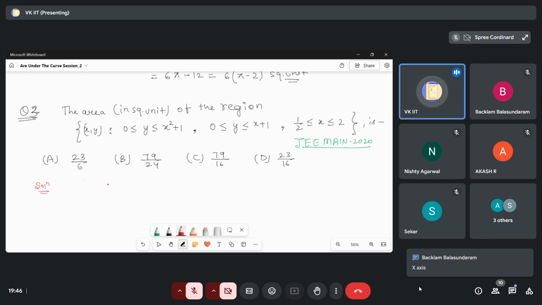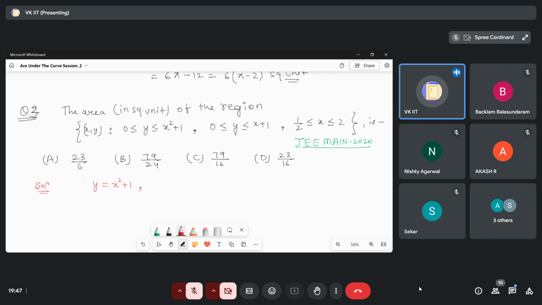The first curve is given as a parabola, y is equal to x square plus 1, for the sake of simplicity. We are writing this because we have to draw the graph. Inequality is basically used to draw the regions we need, after drawing all the curves on an xy plane.